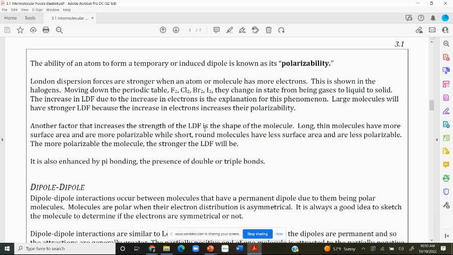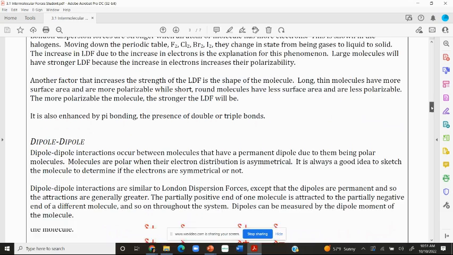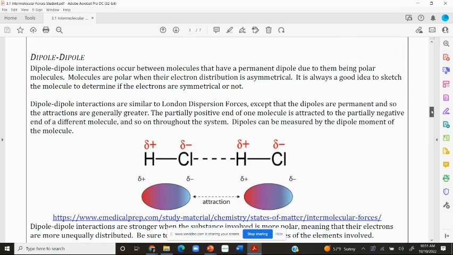Another factor that increases the LDF is the shape of the molecule. Long, thin molecules have more surface area, so they are more polarizable. Round molecules have less surface area and are less polarizable. Also enhanced by pi bonding, the presence of a double or triple bond. All right, dipole.